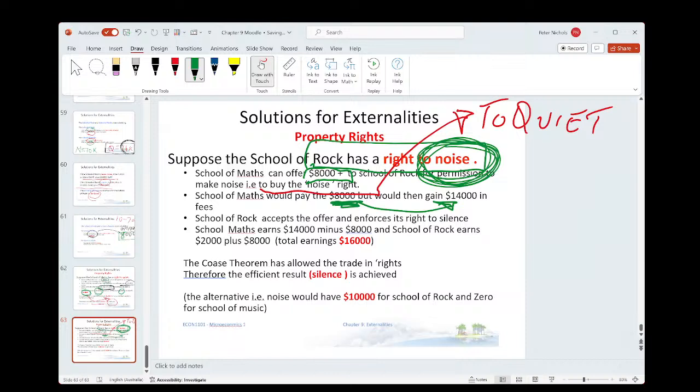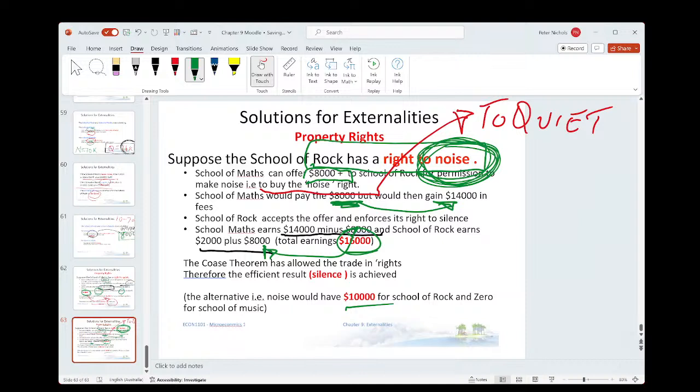So let's imagine that the School of Rock accepts the offer and sells the right to silence. And then who is going to earn what now? The School of Maths is going to earn $14,000 minus $8,000, so that's $6,000. And the School of Rock earns $2,000 plus $8,000 from the School of Maths. And so the return is $16,000 as against $10,000.